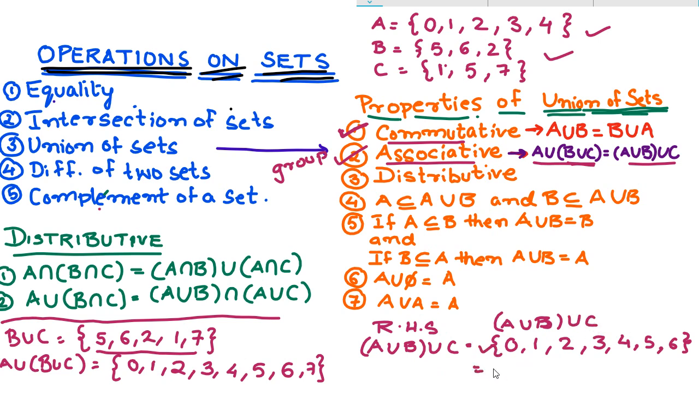This particular set's union with C. So we have just one element which is extra, all the elements 1, 2, 3, 4, 5, 6, and finally we have a new element from C which is 7. And you can see both the RHS value and the LHS value are the same. So here we have found out that the associative property holds true.